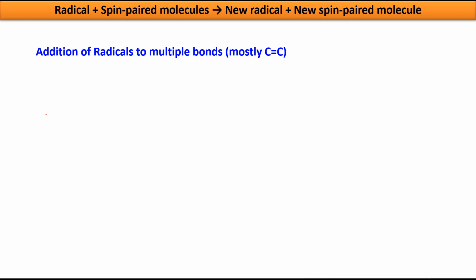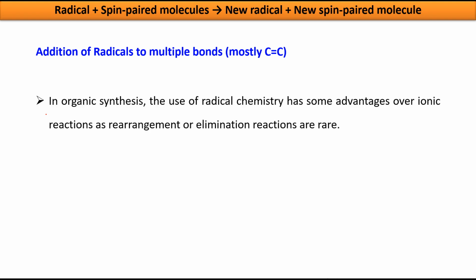So under this, the first we will see addition of radicals to multiple bonds, and mostly the examples that we are going to see, it is CC double bond. Now these radicals, it may be carbon radical or it may be some other radicals. Okay. So 2 points we have to remember, that is the difference with ionic reaction. So in ionic reaction, when we have some reactive intermediate, there is some chance of rearrangement. But in this case, when we are talking about radical chemistry, it is to some extent different, and it has some advantages, because those type of rearrangement or elimination reactions are rare in this case.